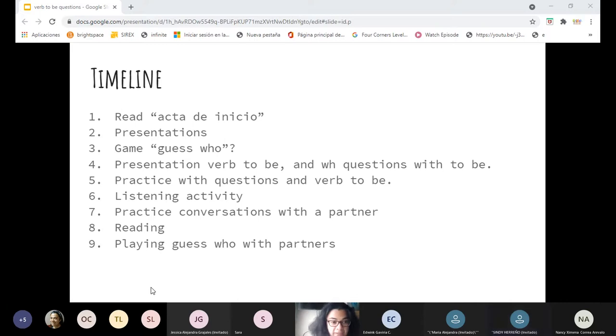Good. Y si quisiéramos hablar de la pronunciación, what are we going to use, guys, for the pronunciation? Does anybody remember? How do you pronounce that? Yeah, how do you pronounce that? Very good. Very good, sí.